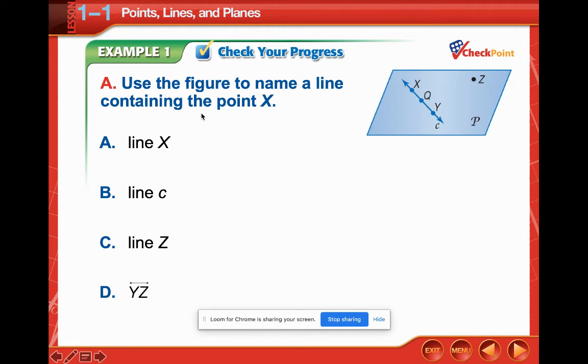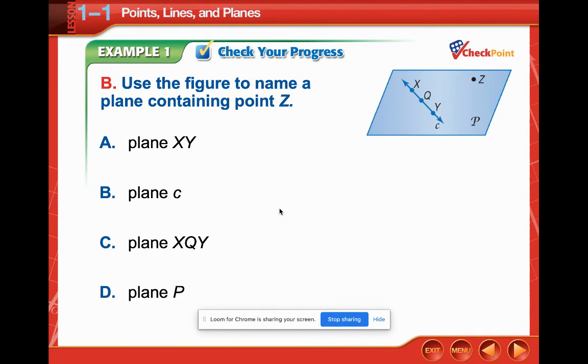All right. So can we do line X? No, that wouldn't work. Okay, because it's only one letter, right? Could we do line C? Yeah, that works because as you can see, it's a lowercase script letter next to the line. Okay, so it looks like B could be our correct answer. Let's just double check and check the rest of them. Line Z, there's not even a line around Z, so that's not right. YZ, there's no line from Y to Z, so we know that one's incorrect as well. So it's got to be B. Booyah! All right.